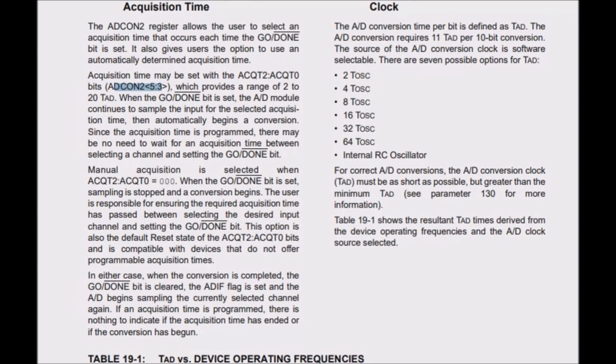The user is responsible for ensuring the required acquisition time has passed between selecting the desired input channel and setting the GO/DONE bit. This option is also the default reset state of the ACQT2 to T0 bits and is compatible with devices that do not offer programmable acquisition times. In either case, when the conversion is completed, the GO/DONE bit is cleared, the ADIF flag is set, and the AD begins sampling the currently selected channel again.